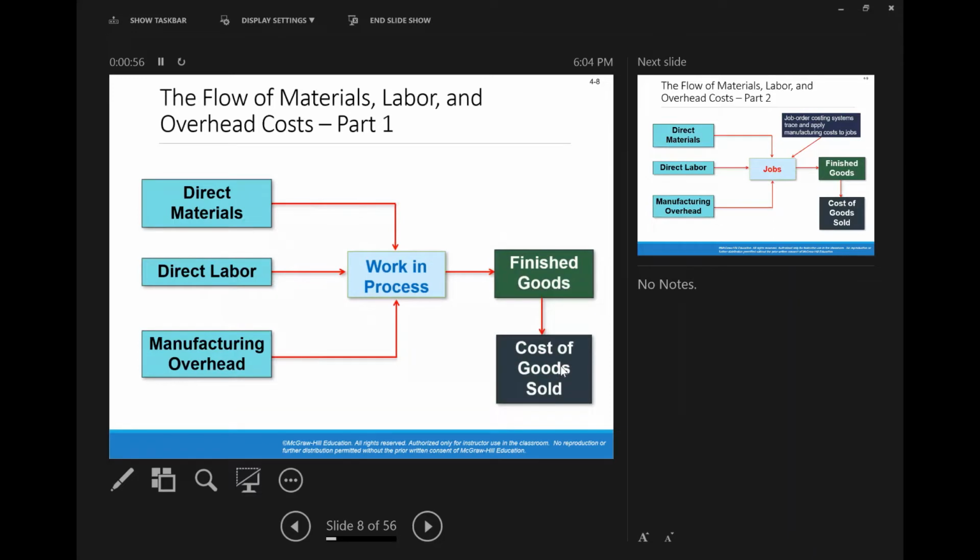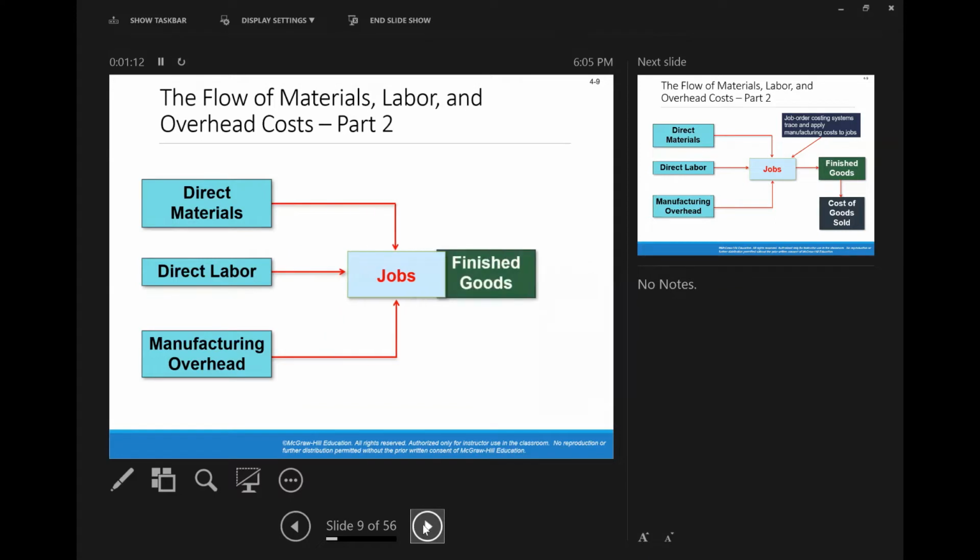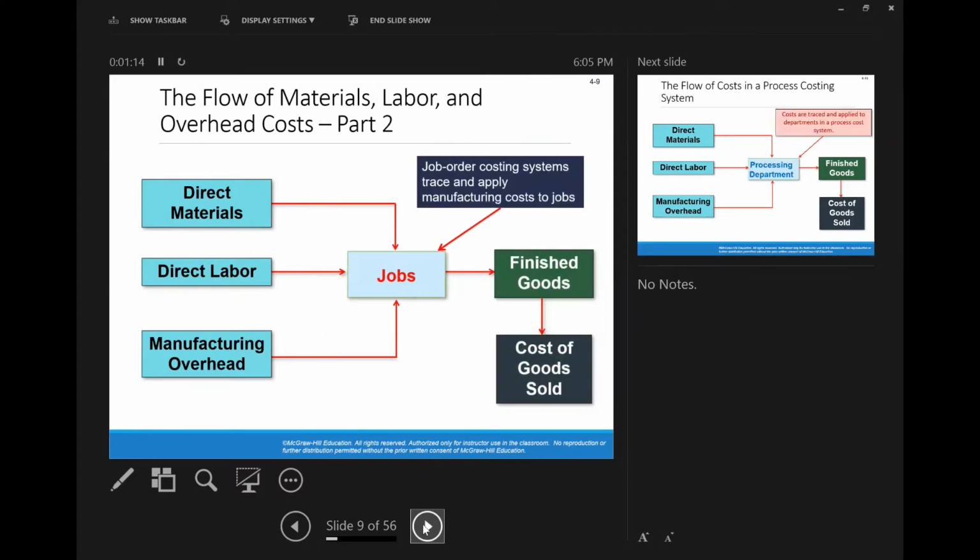All right, so here are the three that we've been talking about since we started the chapters: direct material, direct labor, and manufacturing overhead. Those are the three flowing into work in process. And then we have our finished goods. For the jobs, which we just talked about, jobs will have a job number. Those will go to their job costing sheet. You're looking at how much was produced in this one particular job. It's unique from this job.